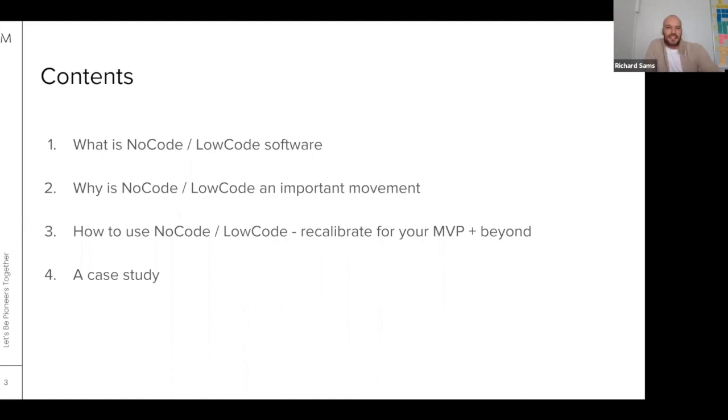So moving in, what are we going to be talking about? We're going to be looking at what low code and no code software is, why the no code and low code movement is an important movement, and how to use no code and low code and recalibrate for your MVP and beyond. So what is your minimum viable product and how do you take it beyond that? Then I've brought together a case study of a now very successful e-commerce business that started using a completely no code setup. I've downloaded the process that they used, and we can talk through and show you some real world examples, because I think it's important to take the theory to practice.